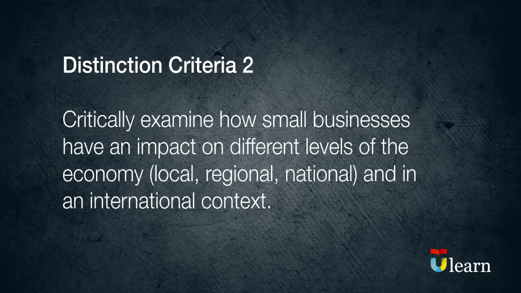The second distinction criteria for Unit 9 asks you to critically examine how small businesses have an impact on different levels of the economy: local, regional, national, and in an international context. Similar to the pass and the merit criteria for this learning outcome, except that now, of course, you have to provide more depth in your critical analysis. You need to address, in turn, the impact small businesses have on the local, regional, national, and international economies.